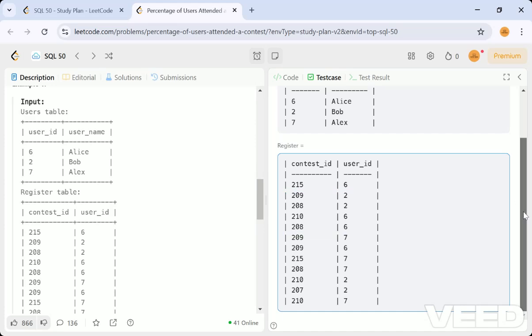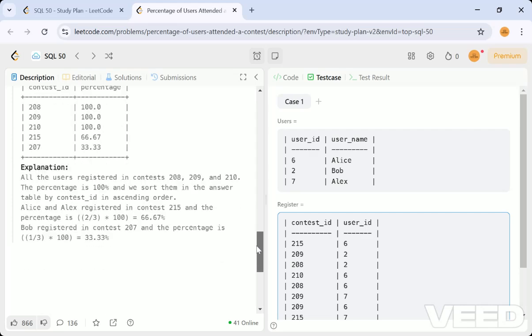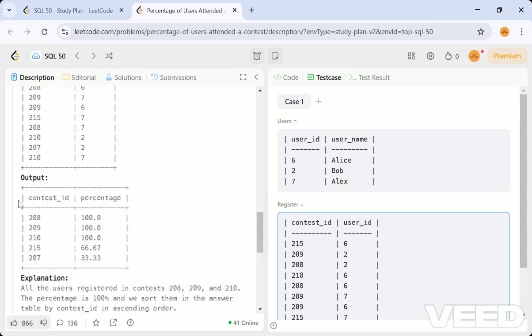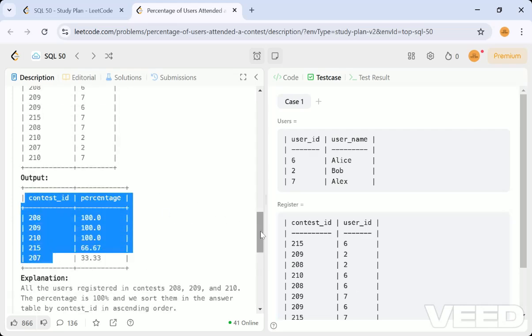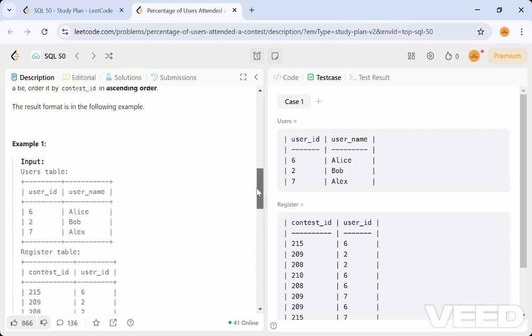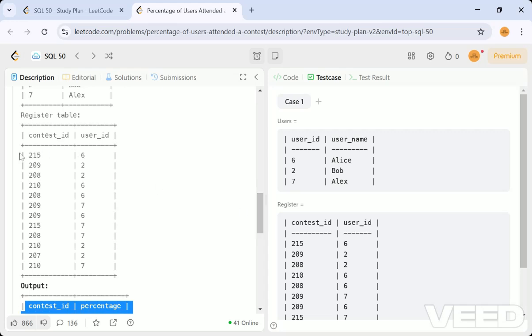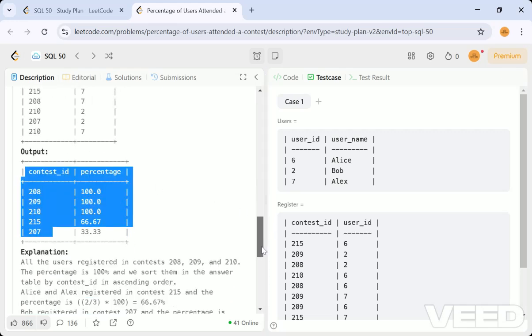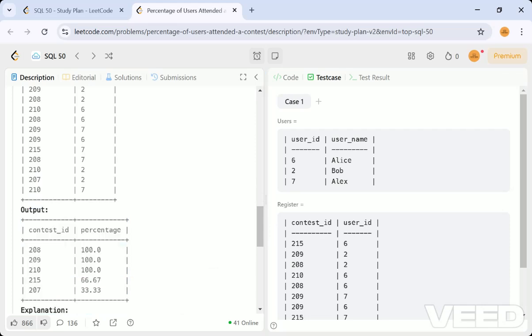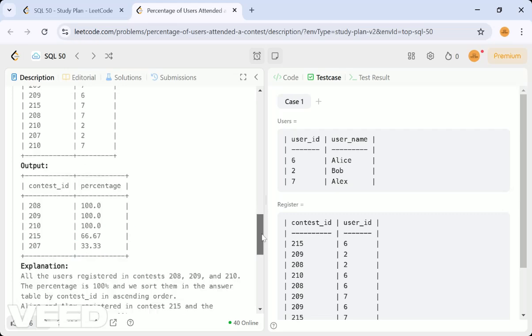Now what they are asking us is to get the percentage, right? Here you can see the output, the contest ID. The users we have in the contest, we have to get. The sixth user is in this ID. So how many times that user appears, that count is multiplied by 100 and divided by the total number of contests, and you will get the percentage of that contest. Okay, so this is how we have to do it.